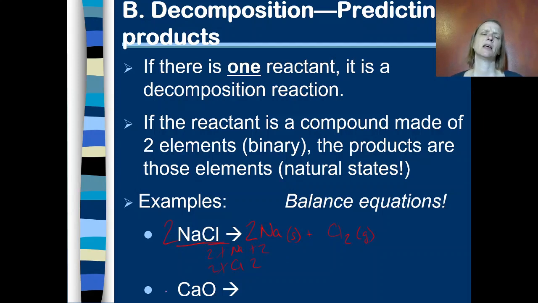Calcium oxide. The elements making up calcium oxide are calcium and oxygen. Remember, whenever you see a capital letter, that's the start of a new element. Calcium is a solid metal. Oxygen is a diatomic element. It's a gas. And therefore, in order to balance this, we need some coefficients, as you see here. So that's a decomposition reaction.